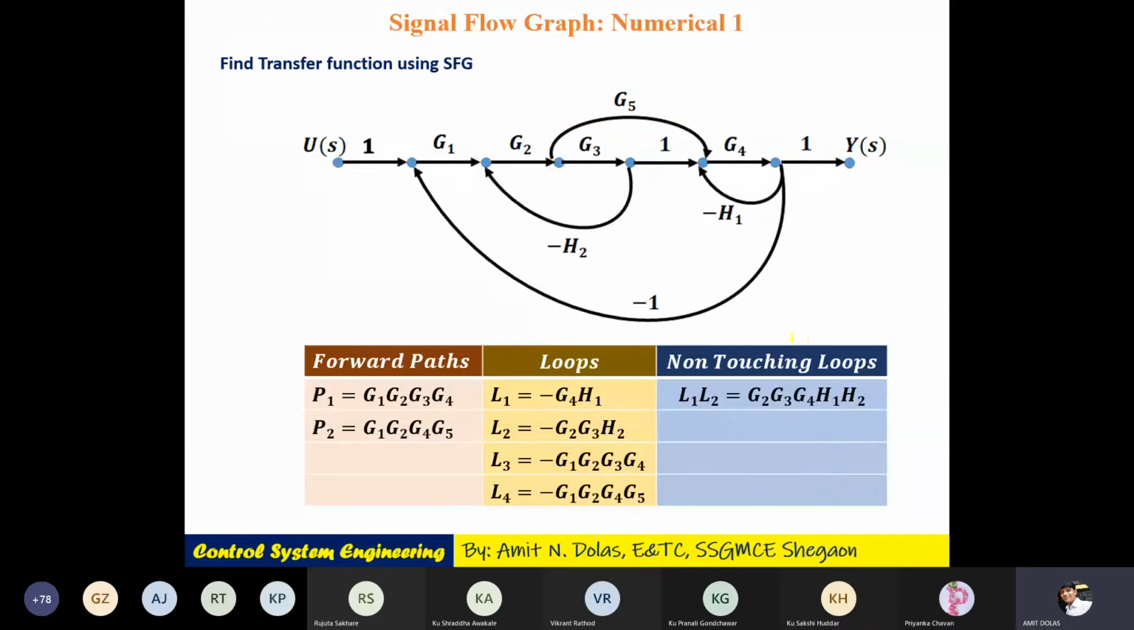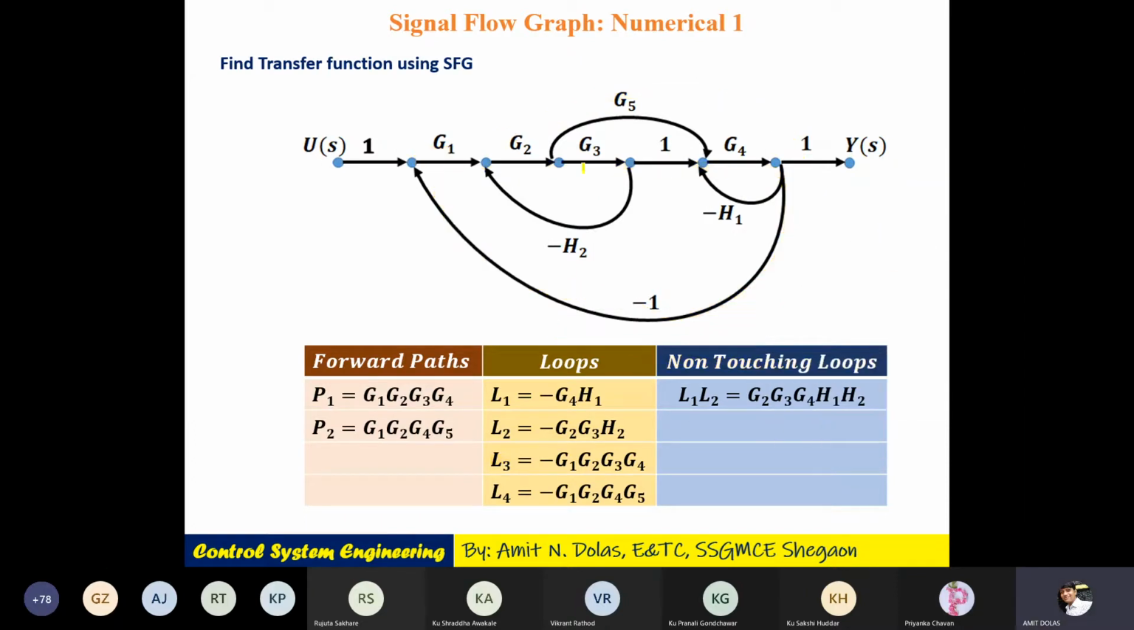Let's see how many loops are touching each other. We are interested in non-touching loops. First of all, this is the bigger loop. Which loop is this? G1, G2, G4 and minus 1. So this is L3. L3 is touching L1, L3 is touching L2, and L3 is touching L4. How is L4? This is L4, the outer loop, going through G5. So your L3 is touching everywhere.